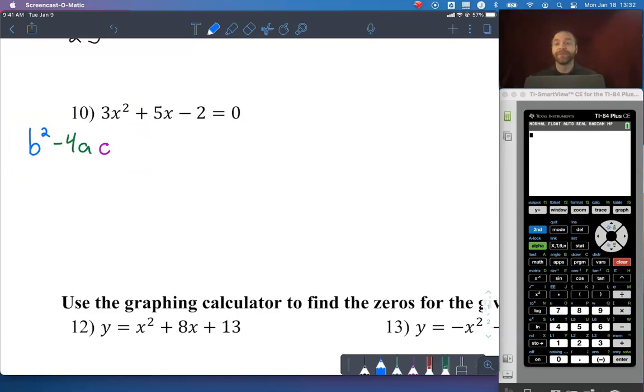So I have b is 5. Well, last was 25. Minus 4 times a, so minus 4 times 3, so minus 12. Times c, which is negative 2.